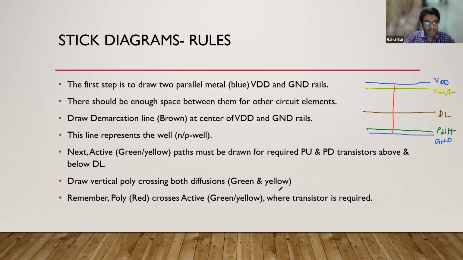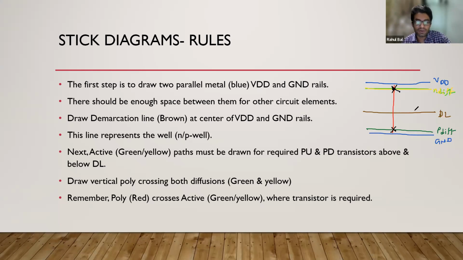So remember, the poly or red crosses active, green or yellow, where the transistor is required. So these are the transistors. That means it is crossing here twice. So here one transistor is there, here one transistor is there. So on the crossing of the red color with either yellow or green, there the transistor exists. So this is the meaning. The transistor will be located at these points. Contact is denoted by cross.